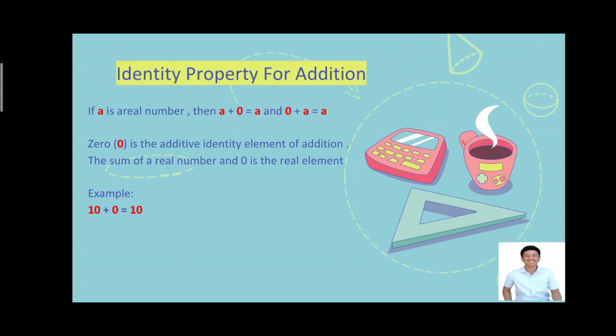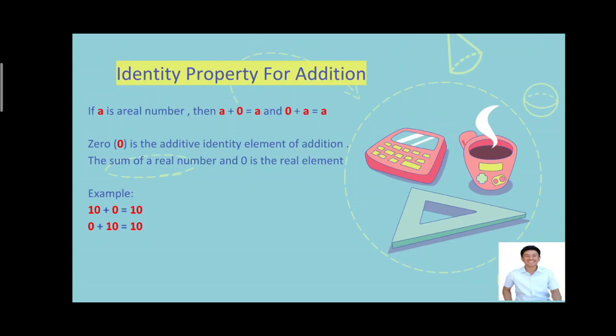Pag pinilas natin si 0 sa 10, is equal lang siya sa 10. Kahit anong i-add natin sa 0, ang lalabas pa rin is yung original number natin na gusto nating palabasin. So, yun lang. Sa identity for addition, 0 ang laging pinag-add natin sa number. Dito naman, 0 plus 10 is equal to 10. Diba? Sabi ko nga, kahit anong number ang i-add natin sa 0, ang lalabas pa rin yung pinang-add mo. Yung 10. Ganun lang siya.